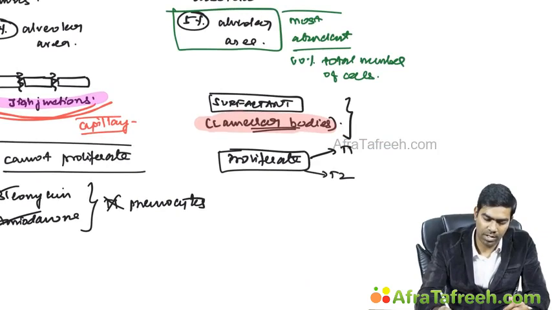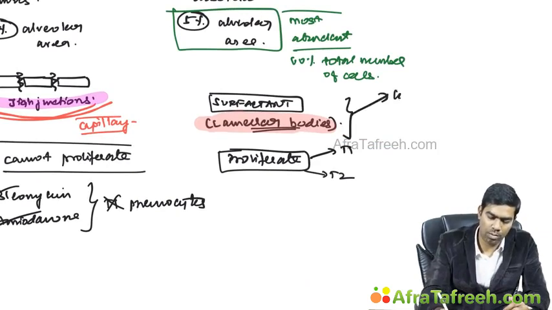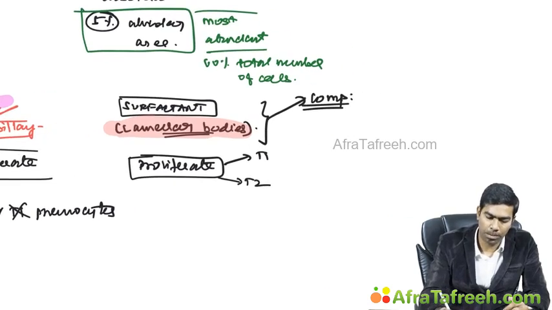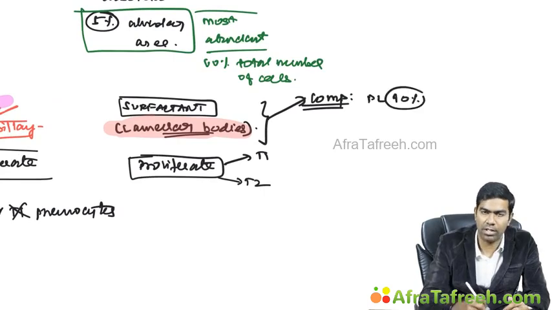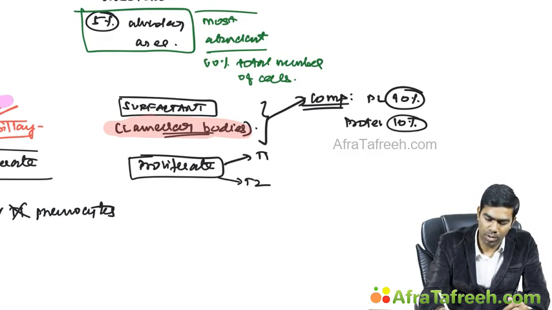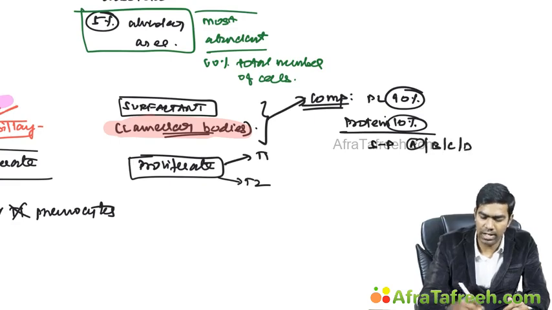So first let us see the composition of the surfactant. Surfactant is typically composed of phospholipids, 90%, and proteins up to 10%. So the remaining 10% will be contributed by proteins. The protein part, which is very important, consists of surfactant proteins A, B, C, and D. So these are the proteins that are present in the surfactant.